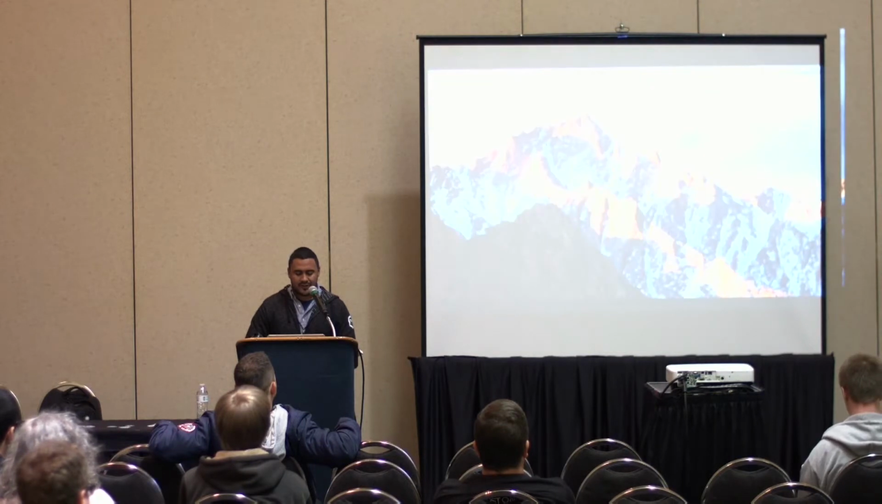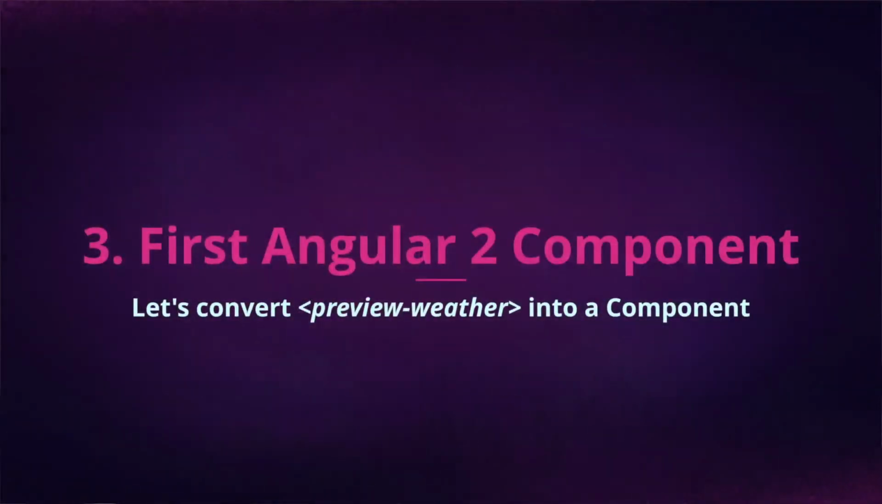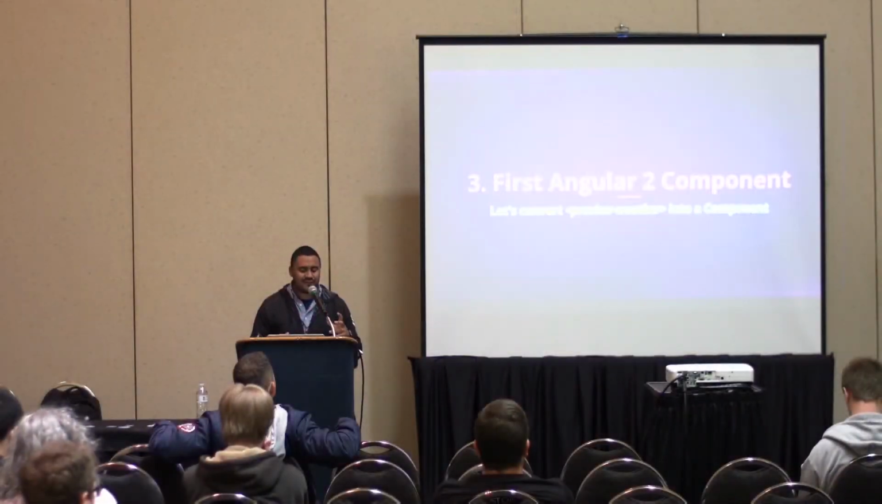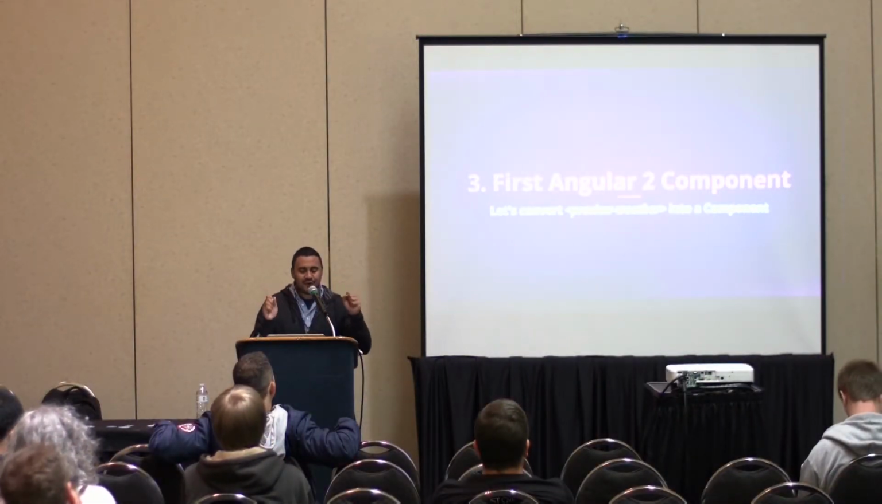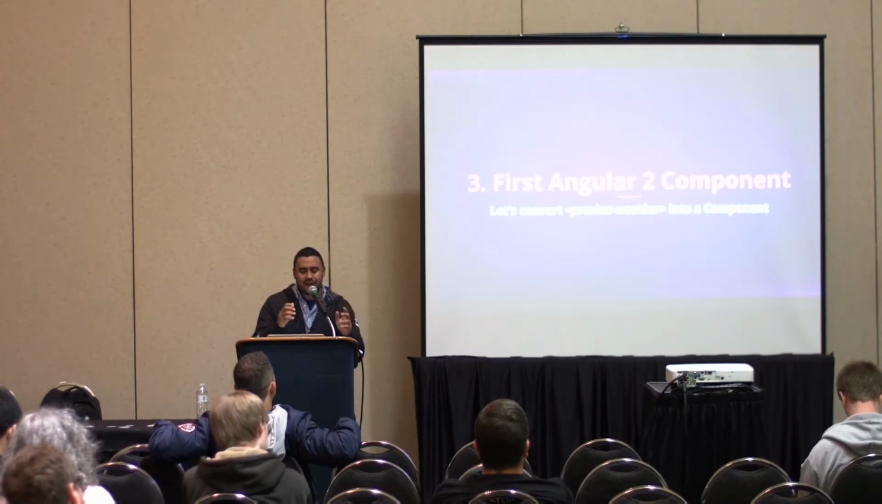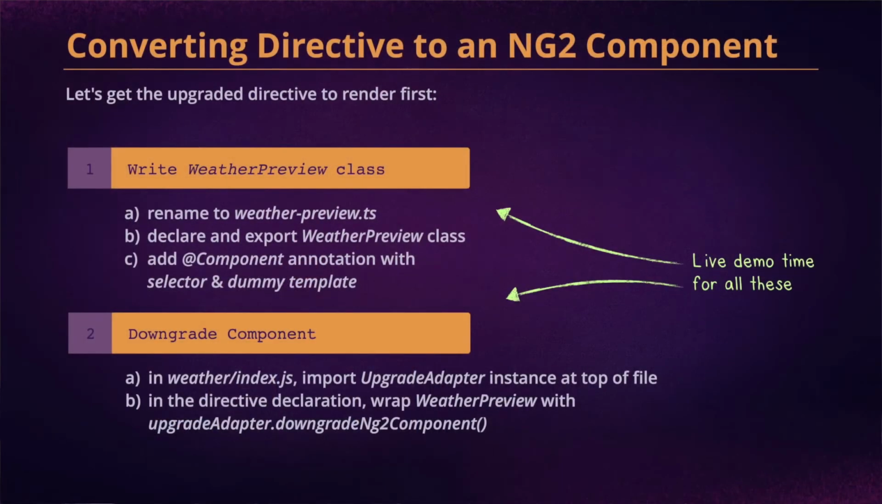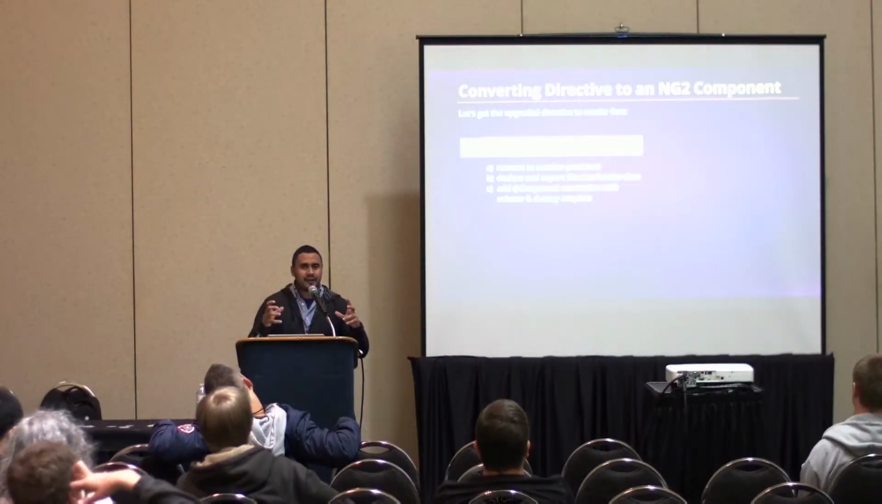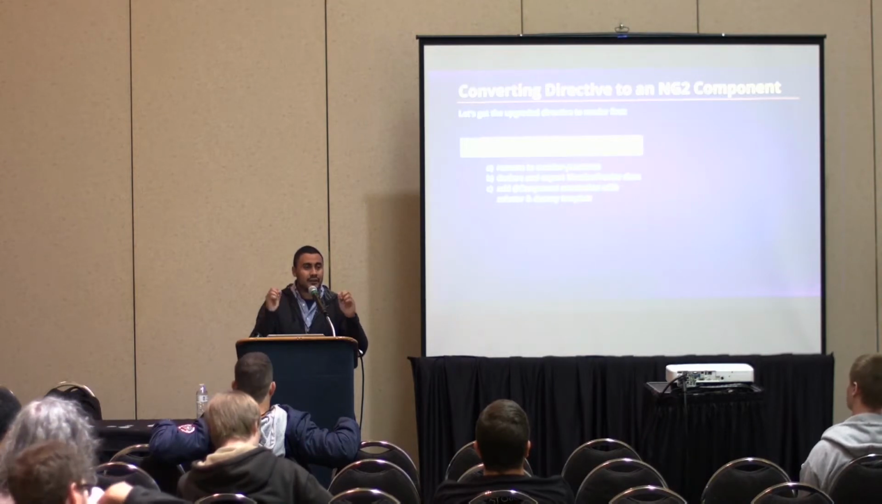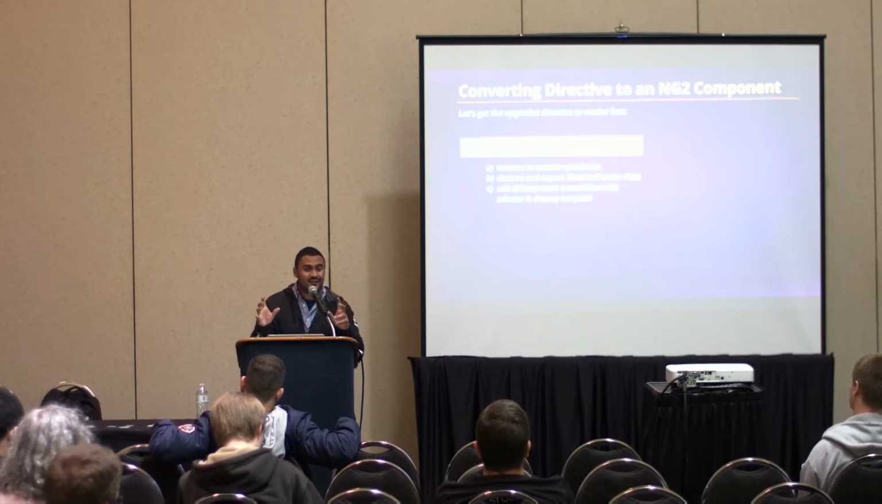So let me show you a couple of slides before we start wrapping this up and actually doing the fun part, which will only take a second because it's kind of easy, I'm not gonna lie. So let's start writing our first Angular 2 component. Now we're converting the weather preview directive, an Angular 1 directive, into an Angular 2 component. So how do we go about doing that? Well, we're going to write a weather preview class. Every component in Angular 2 is a class. That's a little different than how things worked in Angular 1.